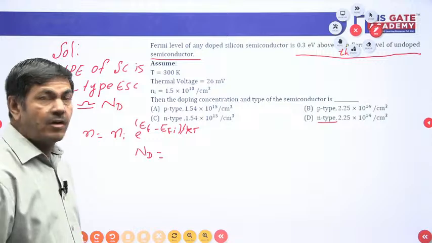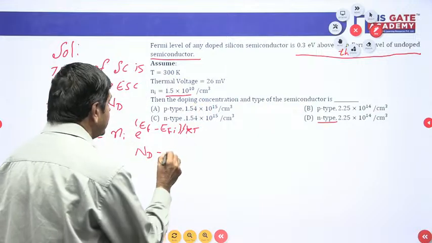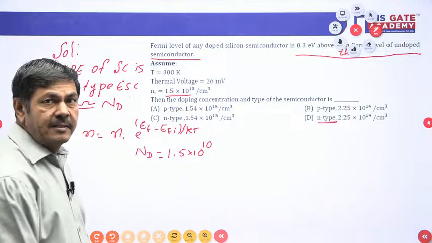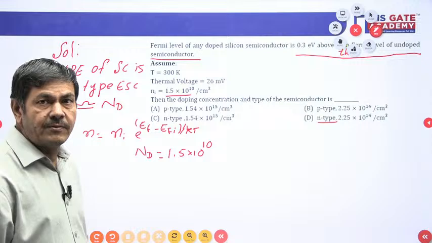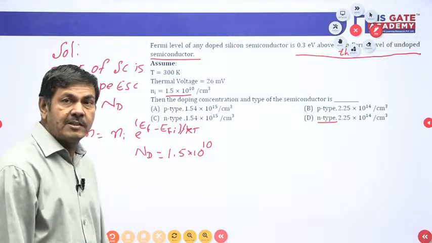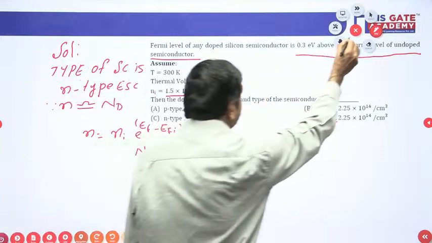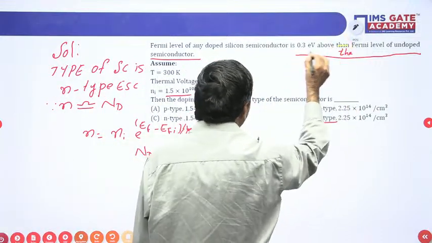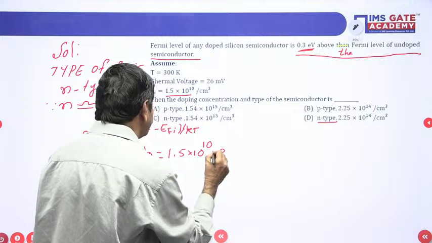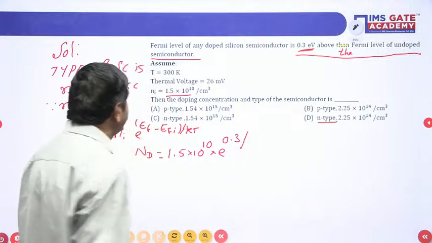And Ni, the intrinsic concentration, is given in the problem. What is its value? 1.5 into 10 power 10. We can write 1.5 into 10 power 10, e power, where EF means EFn only, the Fermi level of the n-type extrinsic semiconductor. EFi means the Fermi level of the intrinsic semiconductor. But EF minus EFi is given in the problem, 0.3 electron volts above the Fermi level. This is 0.3 only. So I can write EF minus EFi is nothing but 0.3 electron volts divided by KT.